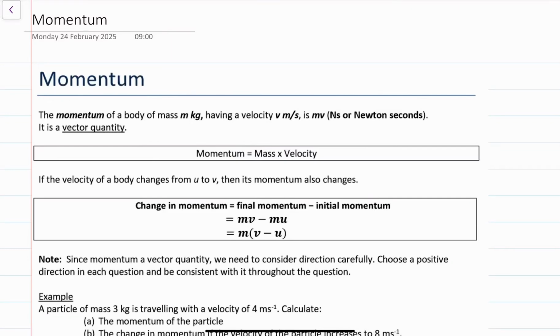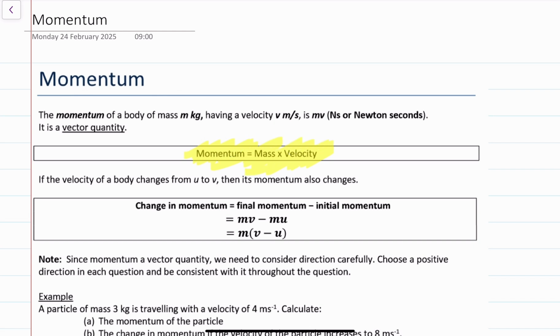In this video, we're going to look at momentum. Now, momentum of a body of mass m kilograms having a velocity of v meters per second is mv. It is measured in Ns, or newton seconds. So you would just say maybe 47 newton seconds would be its momentum. Very importantly, momentum is the mass of an object times its velocity.